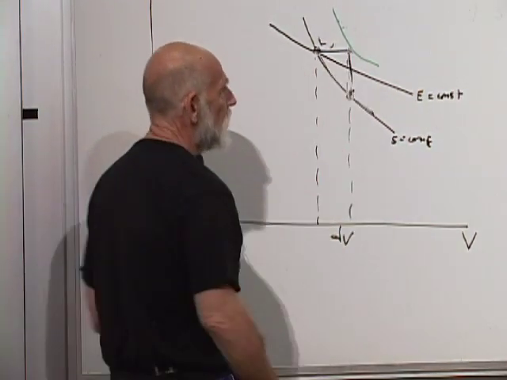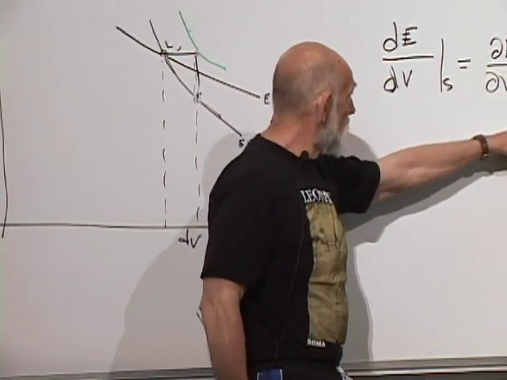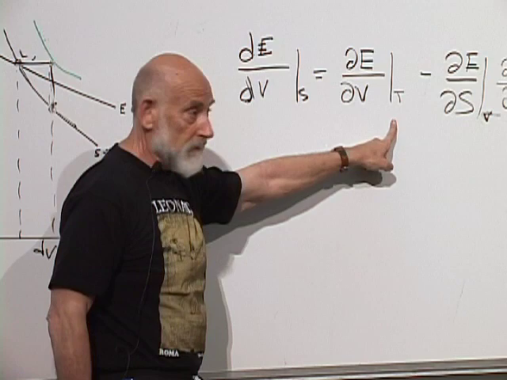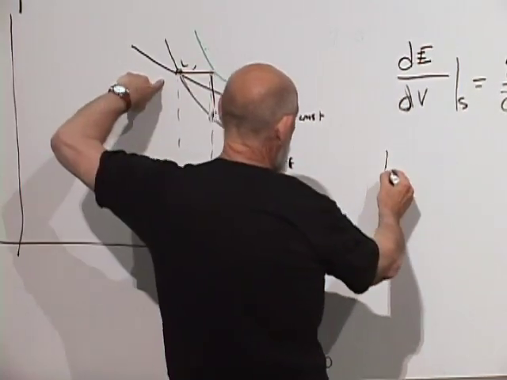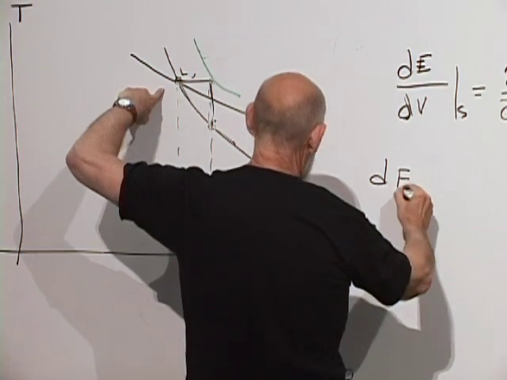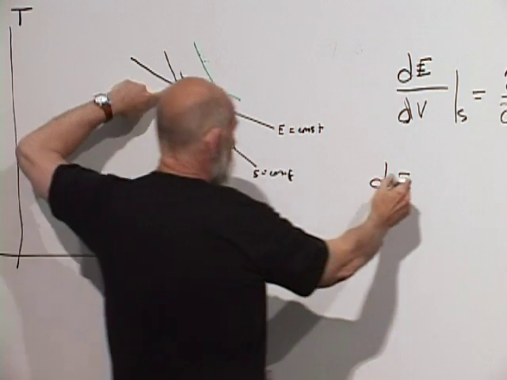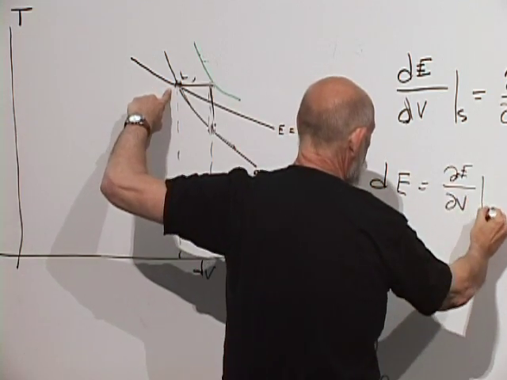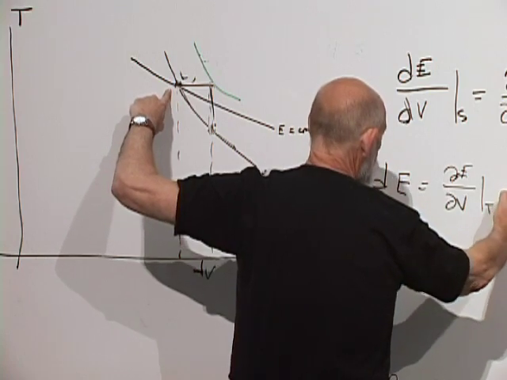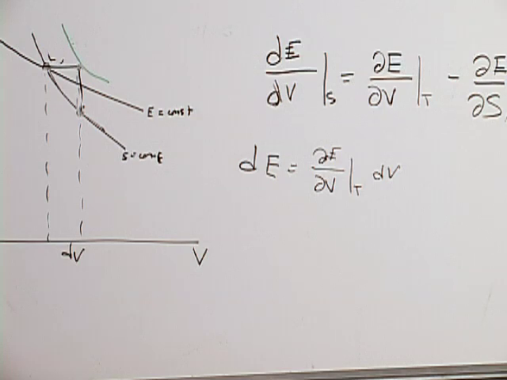We have this, which is dE by the volume at fixed temperature. Or better yet, let's just write dE. Let's not even write dE dV. The change in energy in going from here to here is the derivative of energy with respect to volume at fixed temperature times the change in volume in going from here to here, right? That's one term.